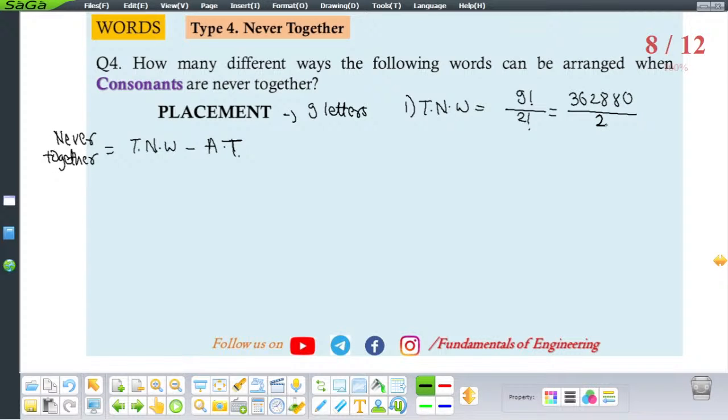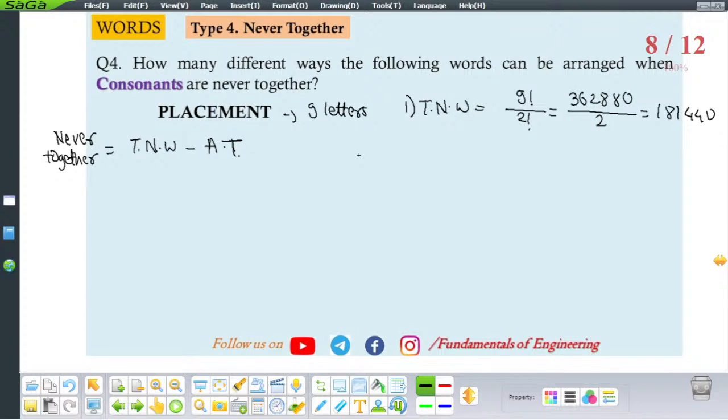So you have to remember all the factorial values. 362880 divided by 2 factorial, that is 2. We are getting the answer as 181440. If we divide with the 2, we get 181440. So we are getting the first, total number of ways.